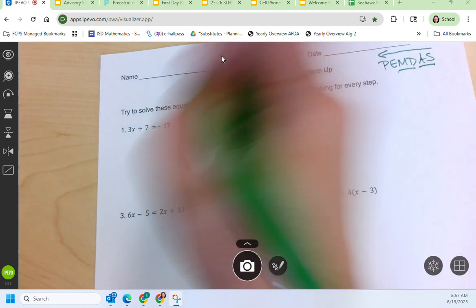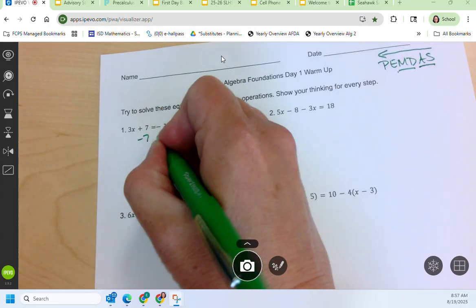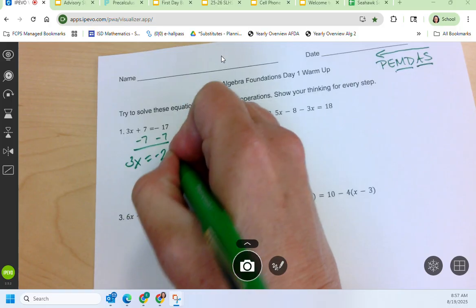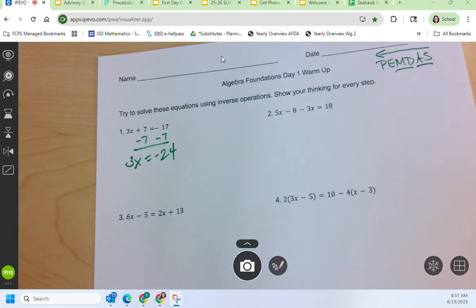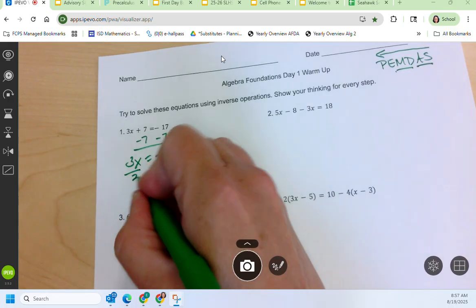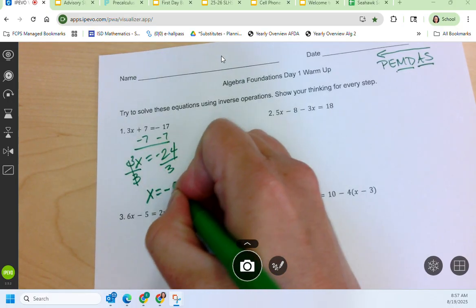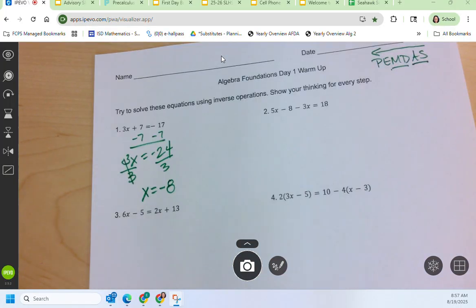So first thing I'm going to do is get rid of the plus 7 with a minus 7. I have 3x equals negative 24, and then undo times 3 with divide by 3, and get x equals negative 8. Questions on the first one? Did you guys get negative 8? Nice. Okay. The second one was a little bit different.